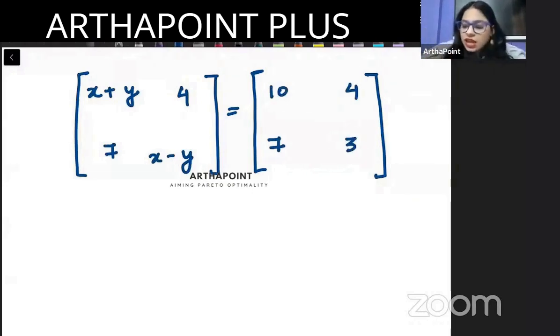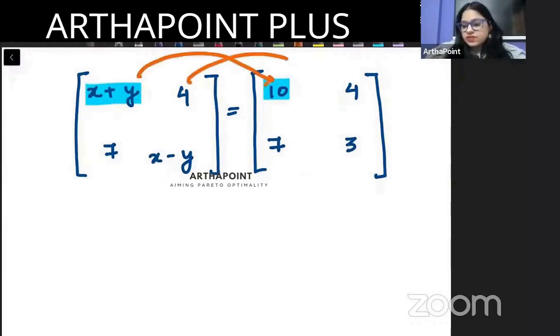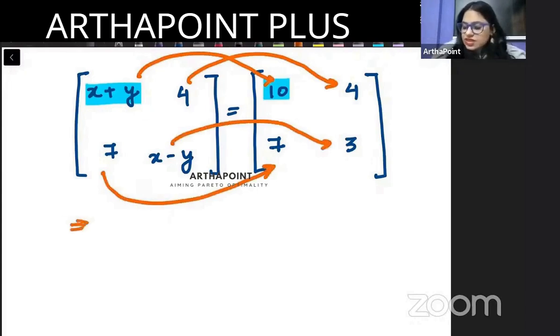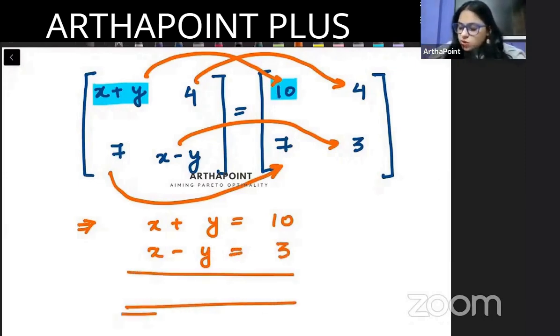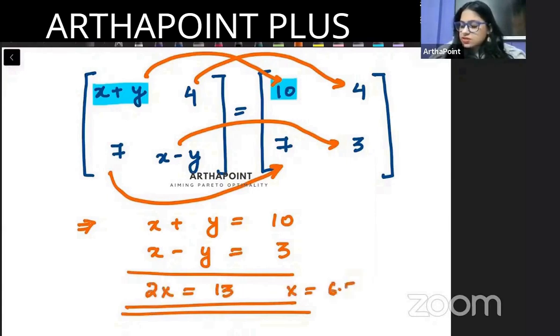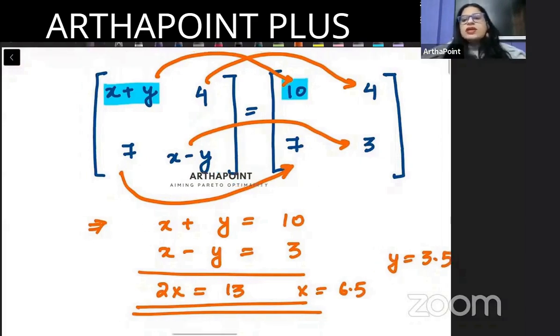Yes, equal matrix would mean that you will map element to element. You matched this with this: 4 is matching to 4, 7 is matching to 7, and this is matched to this. So we can say that x plus y will be 10, and x minus y will be 3. Two equations, two variables, solve them simultaneously. If I add these two equations together, I will get 2x equal to 13. So x will be 6.5, and y will be 3.5. So I have been able to get the values of x and y. So this is called an equal matrix.